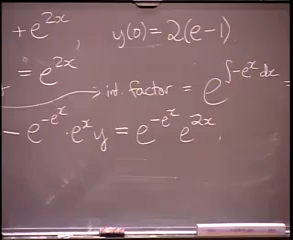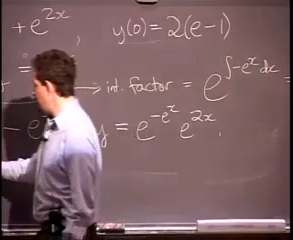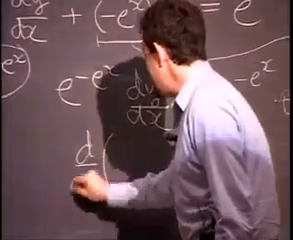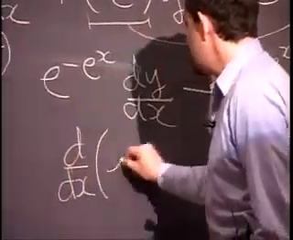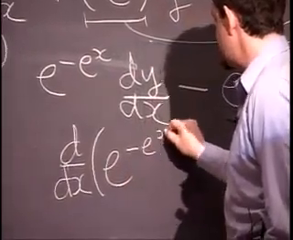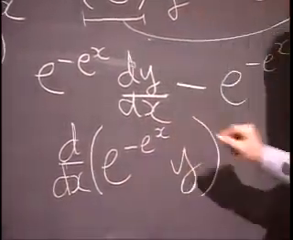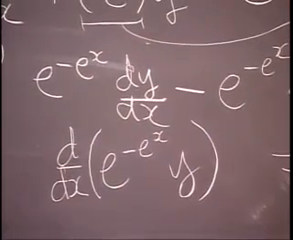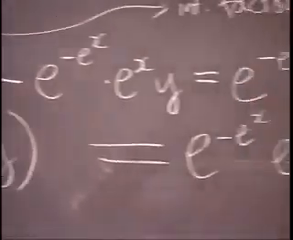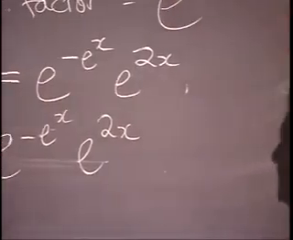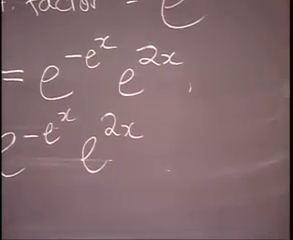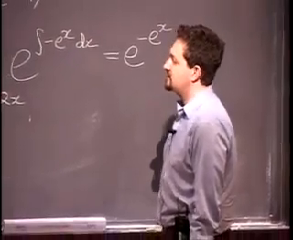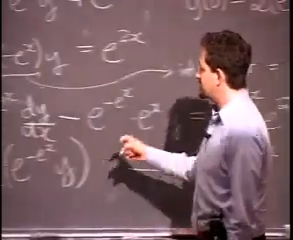But a miracle occurs, and without even thinking, I know I can write the left-hand side as d dx of e to the minus e to the x y. And then the right-hand side is e to the minus e to the x, e to the 2x. A bit of a mess. All right, that is worthy of notice. This is just always what happens. If you get the integrating factor right, you should always be able to factor this.